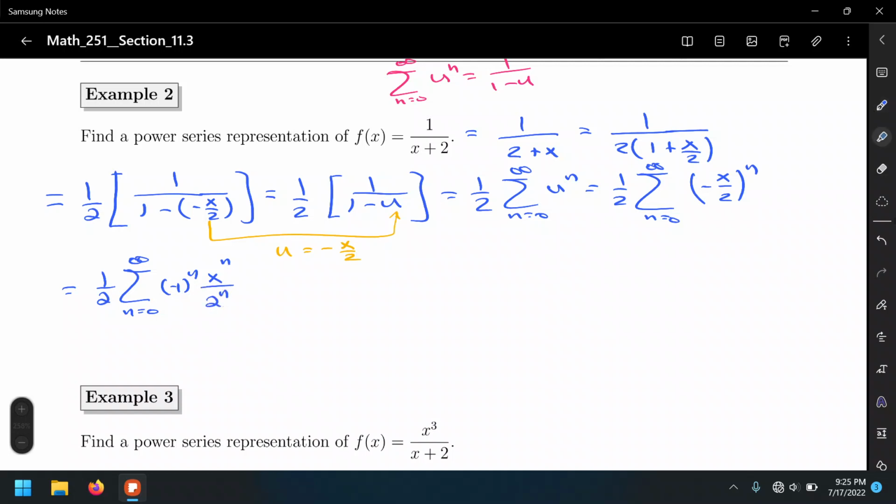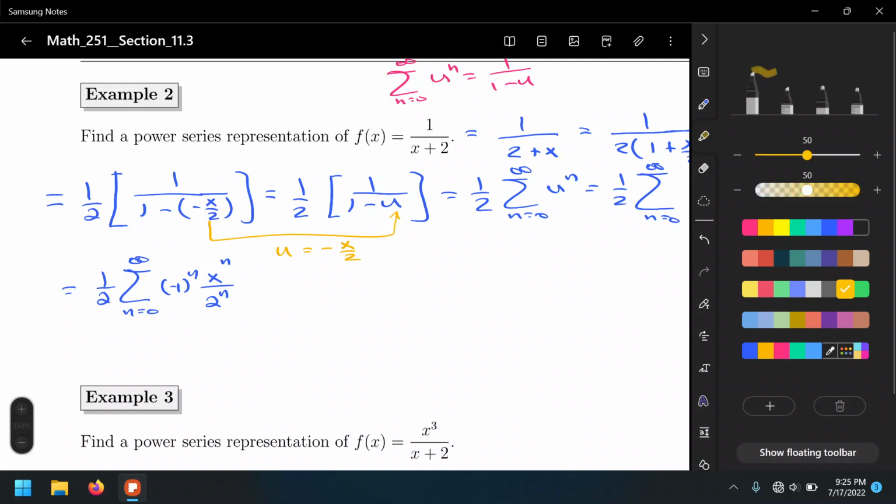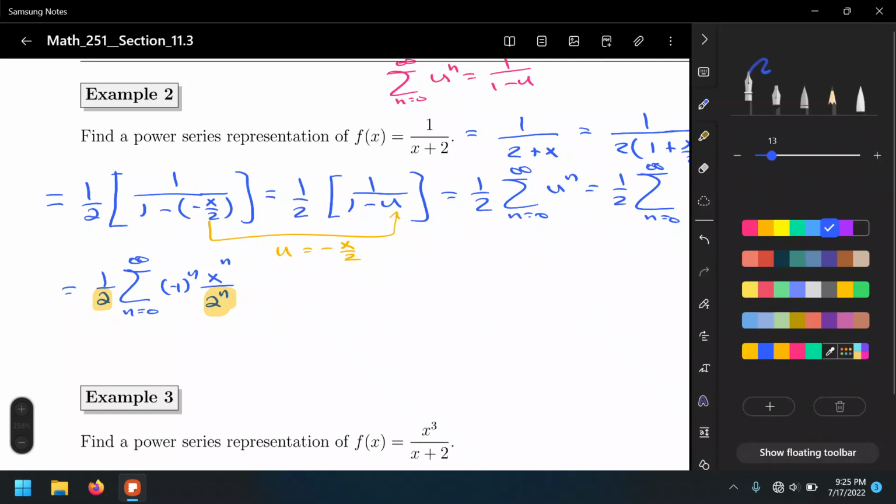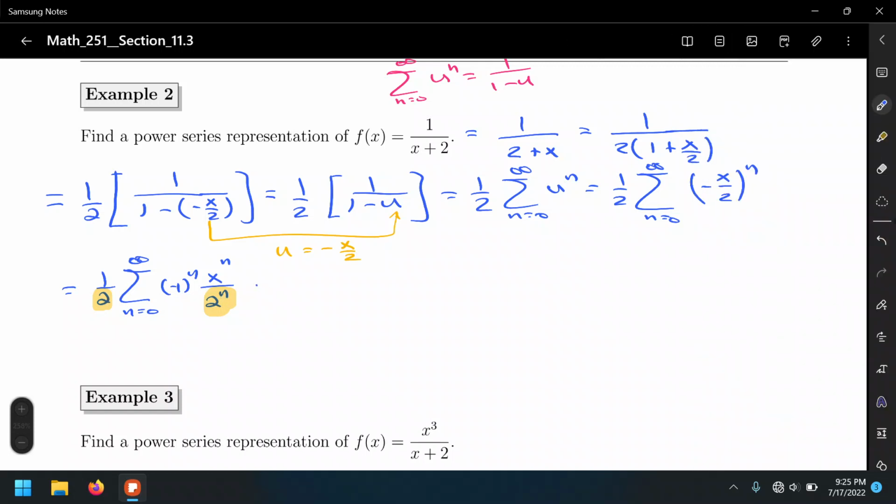Now check this out. Notice we can further simplify this, combining this 2 to the n with the 2 outside. This 2 outside is 2 to the first power, so 2 to the first times 2 to the n. Recall that we add the exponents when we have the same base. So n equals 0 to infinity of negative 1 to the n, x to the n, over 2 to the n plus 1. And that's the power series for this rational function.